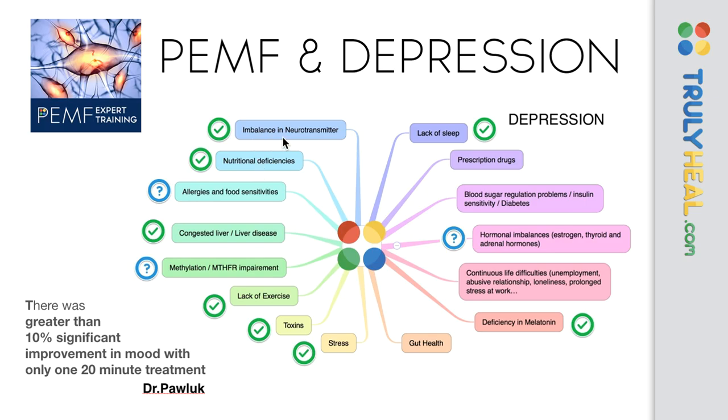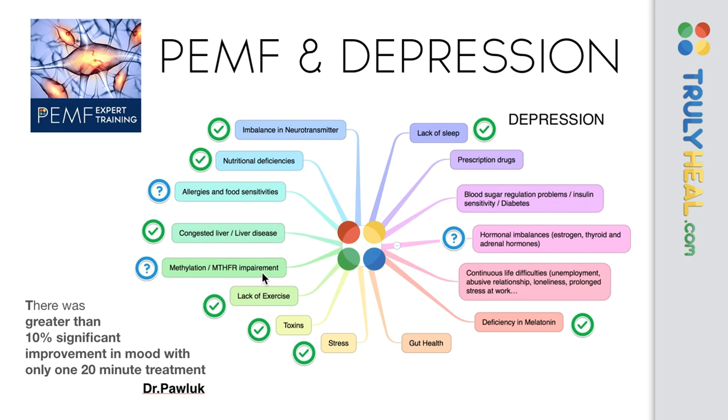Your imbalance in neurotransmitters will cause that. Then we have allergies and food sensitivities in your gut. We know that emotions live in the gut. If you have an imbalance, a dysbiosis in the gut, it will cause depression. There are so many causes, like a congested liver. If your liver cannot detoxify, if it's congested, if it's stuck, if you have too much alcohol, too much glucose conversion, all of that will cause depression.